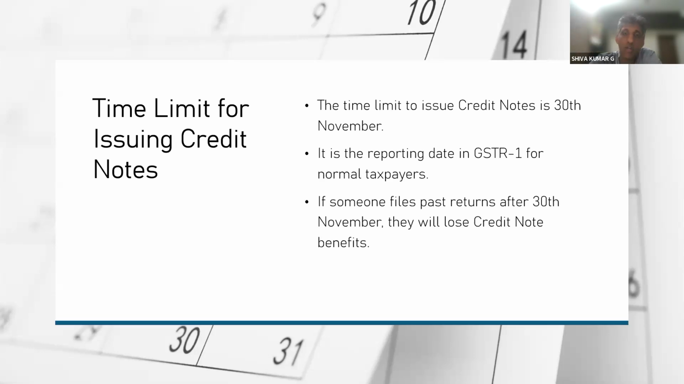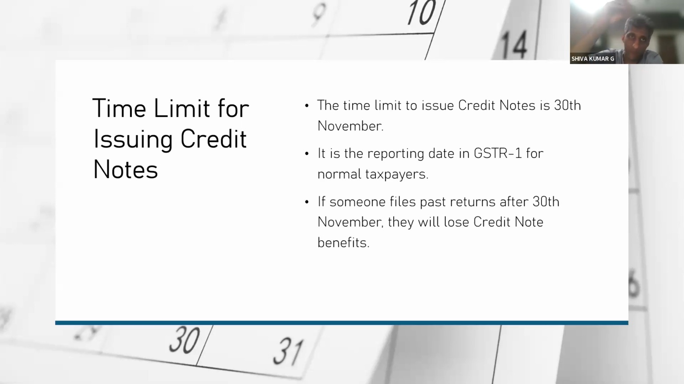Interestingly, there is no time limit mentioned in the law for debit notes, obviously, because with a debit note you increase the value and the tax, and the department is very happy. Whereas for credit notes, there is a time limit mentioned because they don't want you to disturb last year's transactions. The time limit mentioned in section 34 is 30th November.